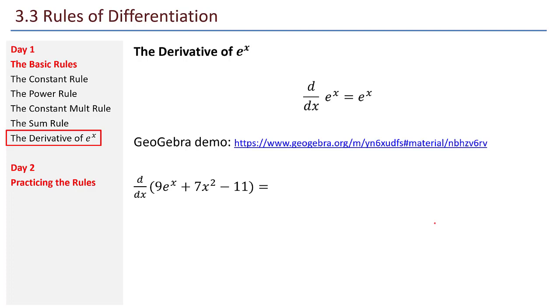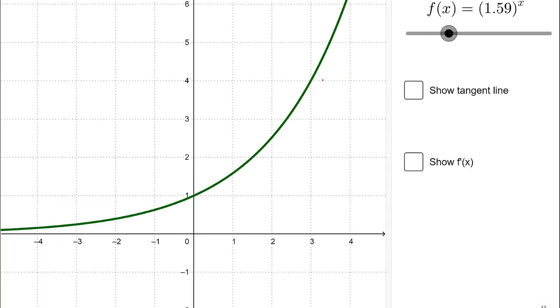And lastly, the derivative of e to the x. So this kind of has a different character. E to the x is not a polynomial function like everything else that we've been looking at, but it turns out that the derivative of e to the x is e to the x. And I won't give a proof of this, but I'll show an interesting picture.